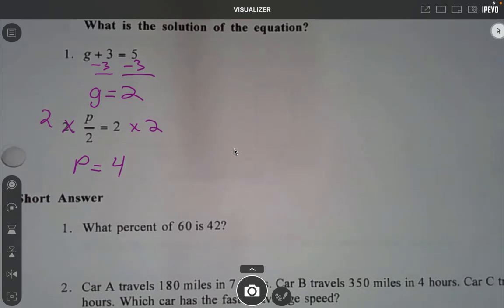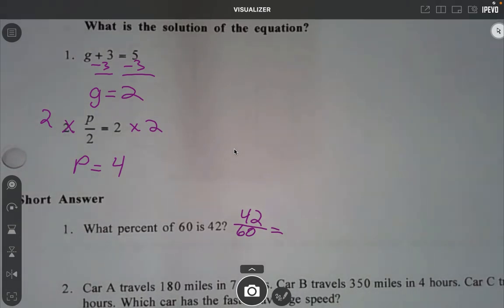It's worded confusing, but the way I want you to think of it, it says, what percent of 60 is 42? Pretend you got a 42 out of 60 on your test, okay? And you want to find the percent. You would take 42 and divide it by 60. Now, it's going to give you a weird answer. What's 42 divided by 60? 0.7.